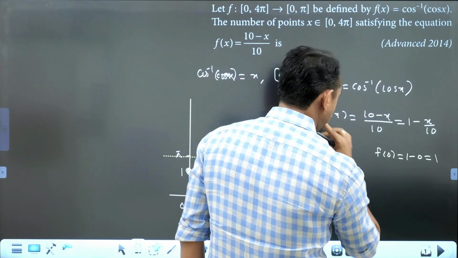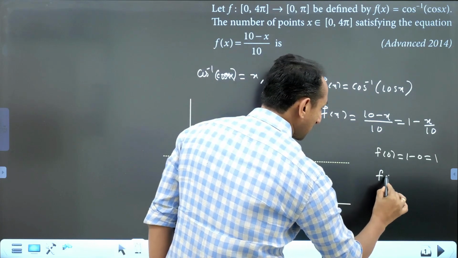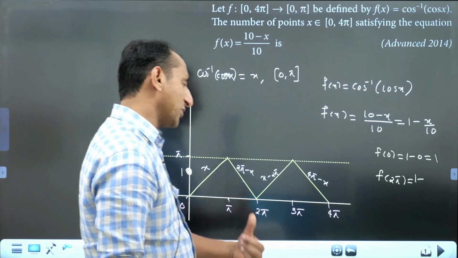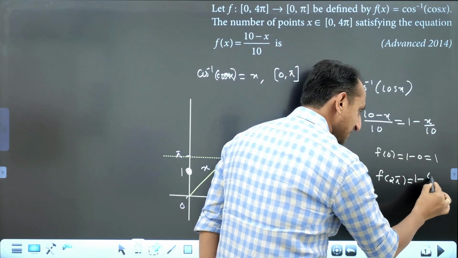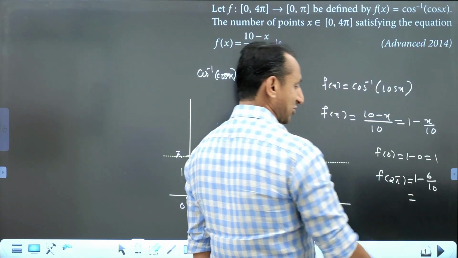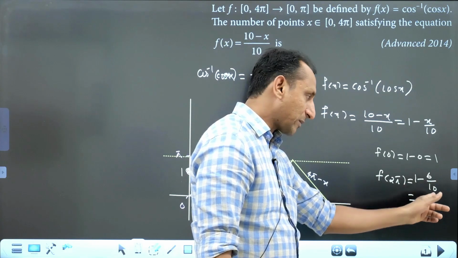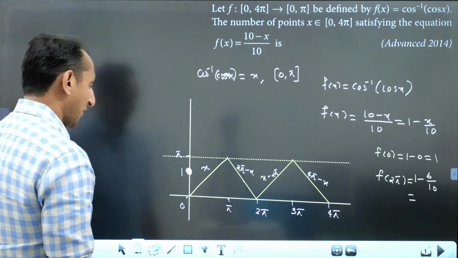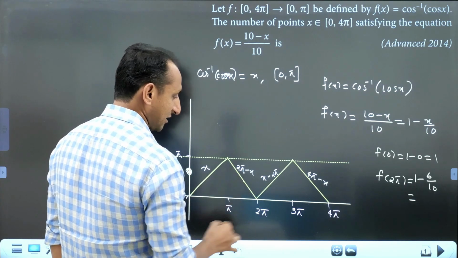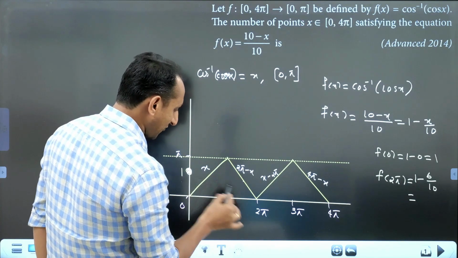What is f of 2 pi? That is 1 minus x by 10, where pi is 3.14, so 2 pi is approximately 6.28. I write 6 by 10, which is equal to 10 minus 6, 4 by 10, that is 2 by 5. When you put x equal to 2 pi, answer becomes point something. Put x equal to 3 pi, answer becomes point something. So this graph passes through.